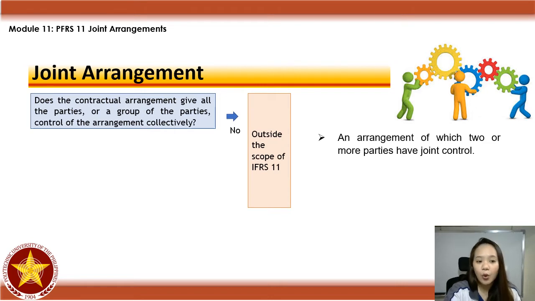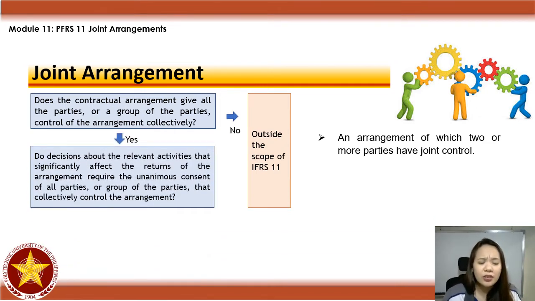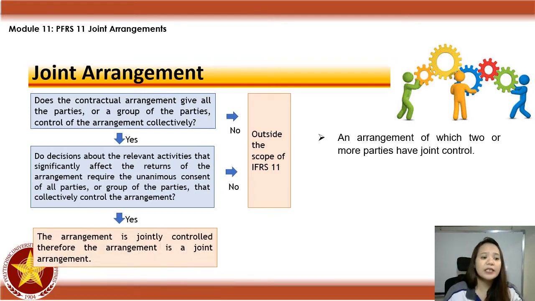If no, outside the scope. But if yes, tingnan mo ulit, do decisions about relevant activities significantly affect the returns, and require the unanimous consent of all parties or group of parties that collectively control the arrangement? So, merong sharing of control, merong unanimous consent. If yes, it's within the scope of PFRS 11. If no, outside the scope.